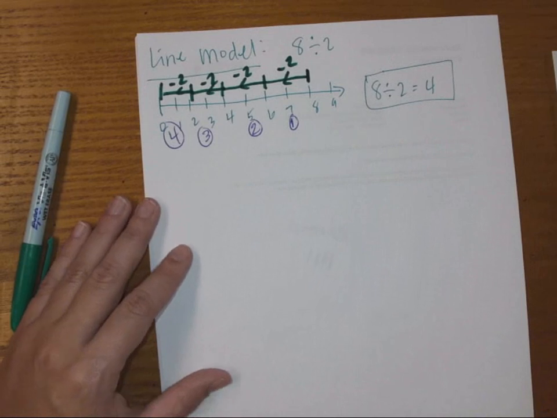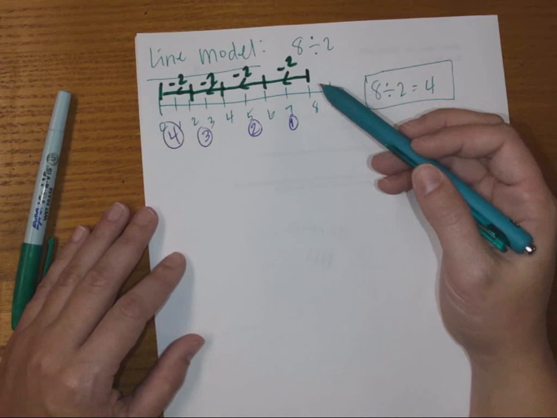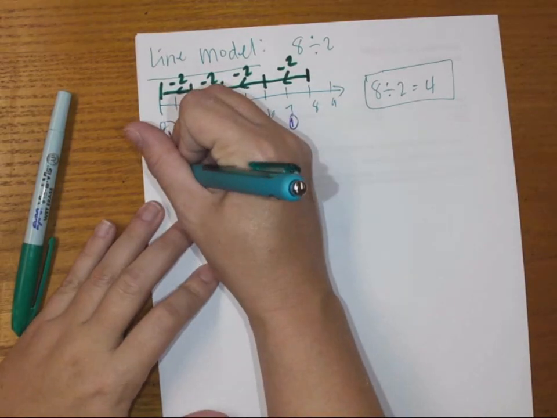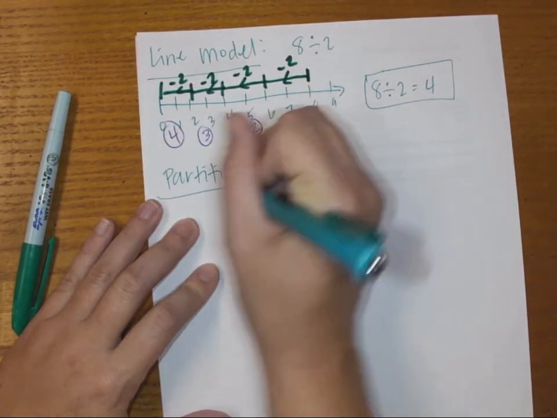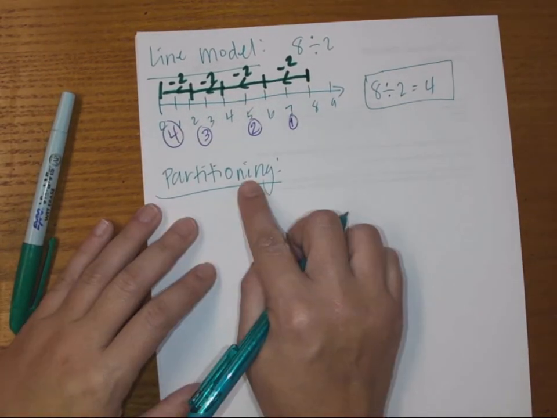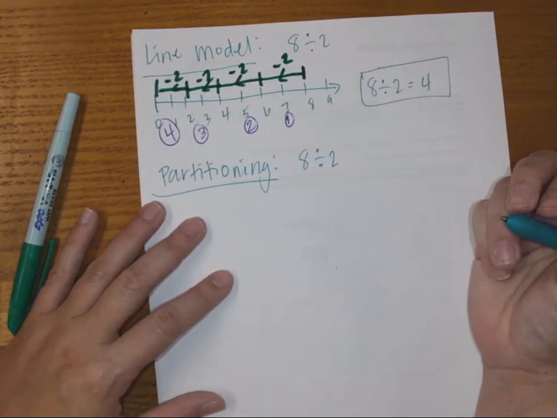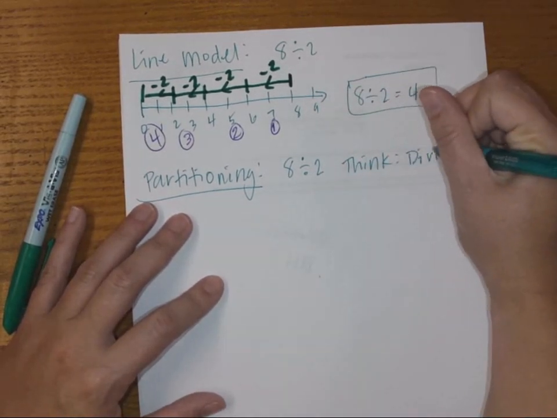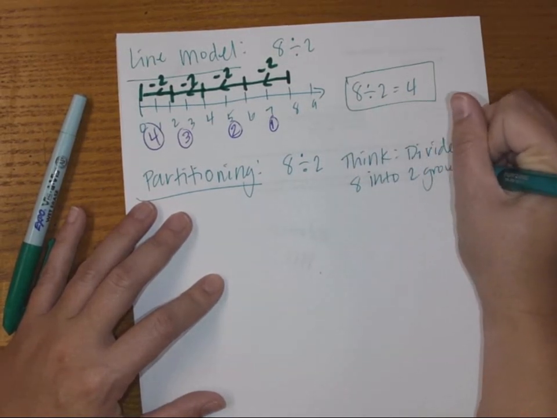Okay, so that's the line model. The line model showing repeated subtraction. So now let's talk about the other way to model division, and it's partitioning. More than likely, this is how you think of division. So partitioning is just putting things into groups. So for the problem 8 divided by 2, your thought process here is divide 8 things into 2 groups.